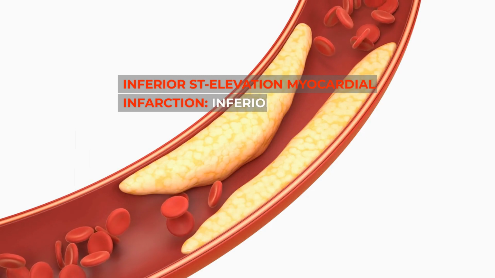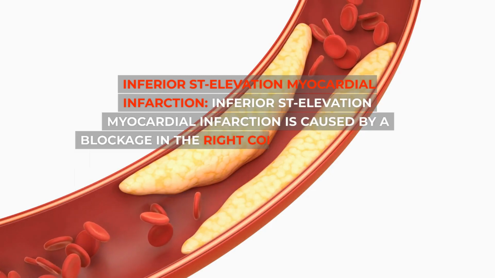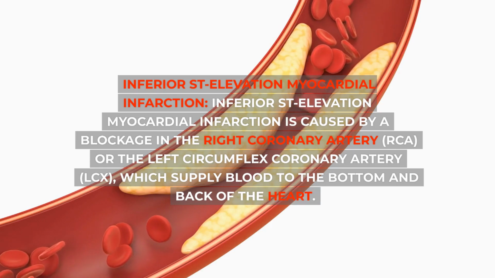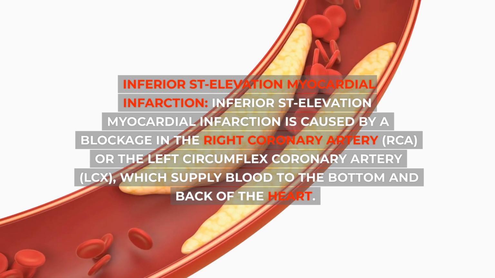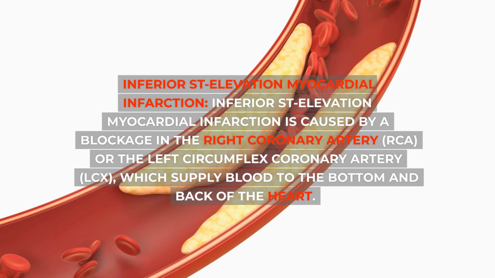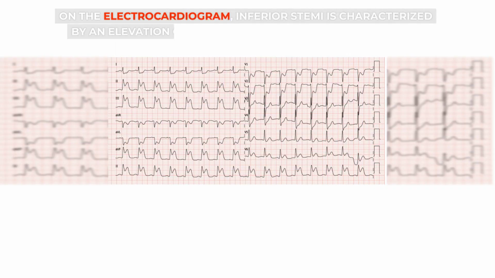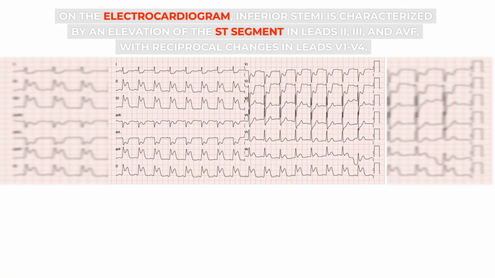Inferior ST elevation myocardial infarction. Inferior ST elevation myocardial infarction is caused by a blockage in the right coronary artery, RCA, or the left circumflex coronary artery, LCX, which supply blood to the bottom and back of the heart. On the electrocardiogram, inferior STEMI is characterized by an elevation of the ST segment in leads 2, 3, and aVF, with reciprocal changes in leads V1 to V4.